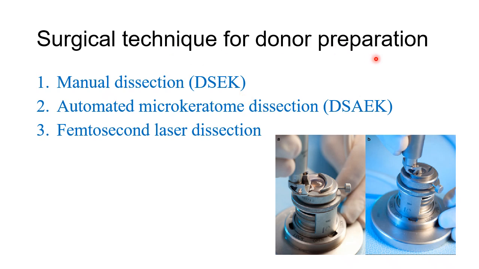Now, surgical technique for donor preparation. What you just saw was a manual dissection, and that is known as DSEK. The same procedure, if performed with the help of a microkeratome, is known as DSAEK, with an A. Basically, the microkeratome does the job of posterior stromal dissection. So naturally, this is at a predefined depth. It's a mechanical device, and it is much more accurate. And most recently, femtolaser dissection is being used to make that stromal plane.